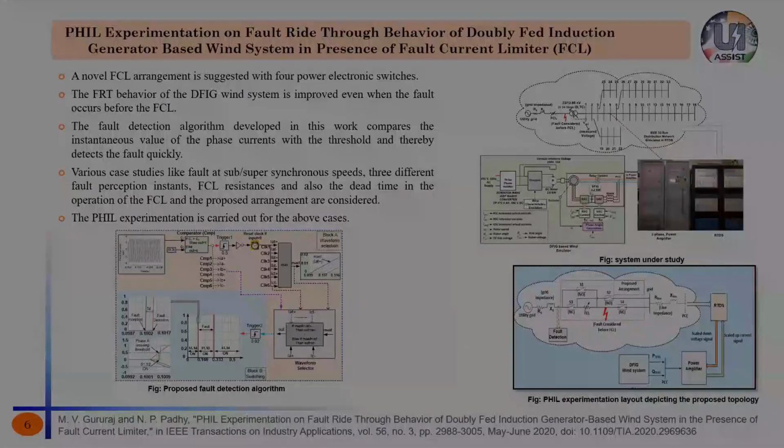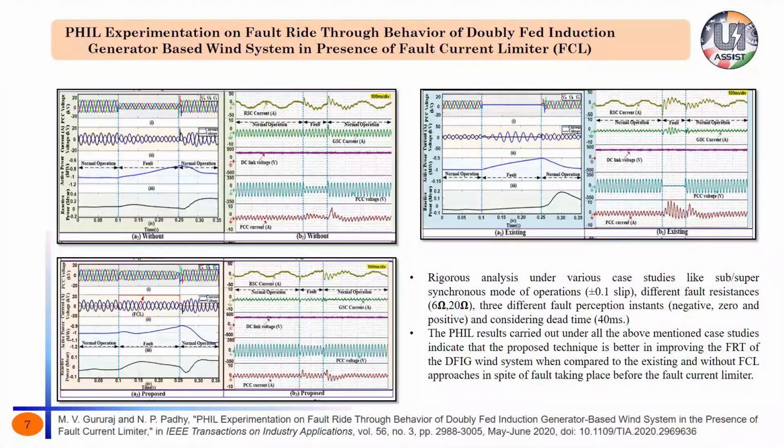Here we can see various waveforms that have been presented. What we have done is show the scenario when we don't use this fault current limiter, and what the literature-suggested methods, which are called existing methods, and the proposed algorithm give. In the proposed waveforms, we could see an improvement in the PCC voltage, or stator voltage, compared to the other topologies that have been compared here. So this was the second work that was taken.